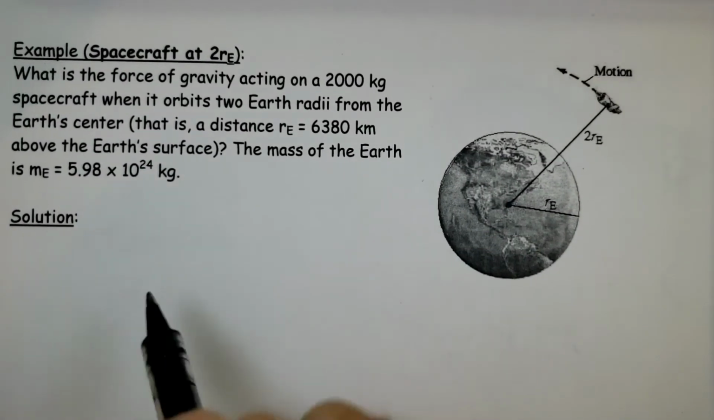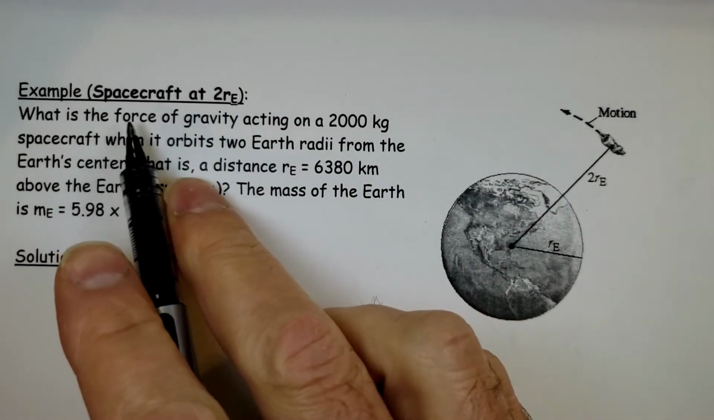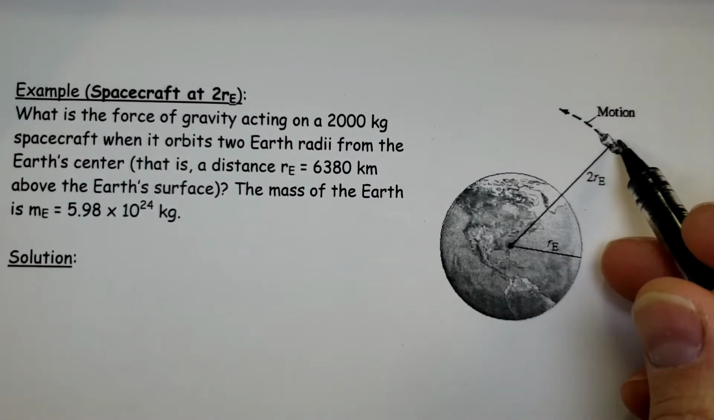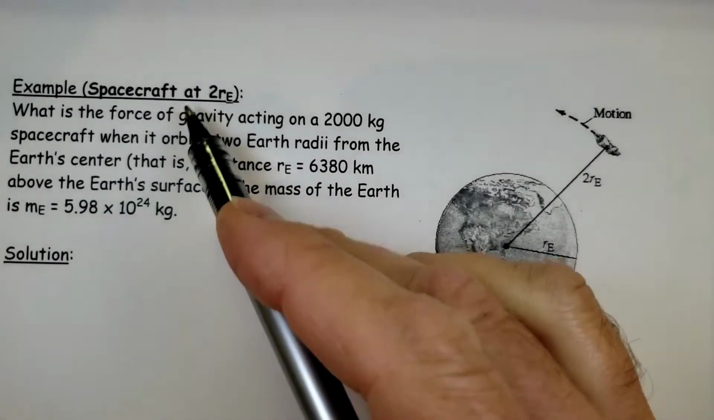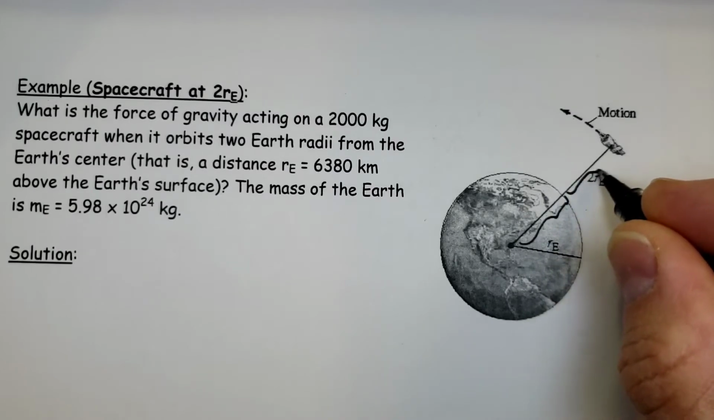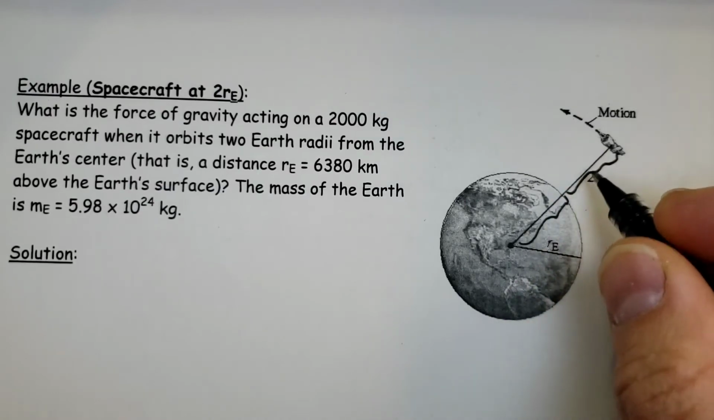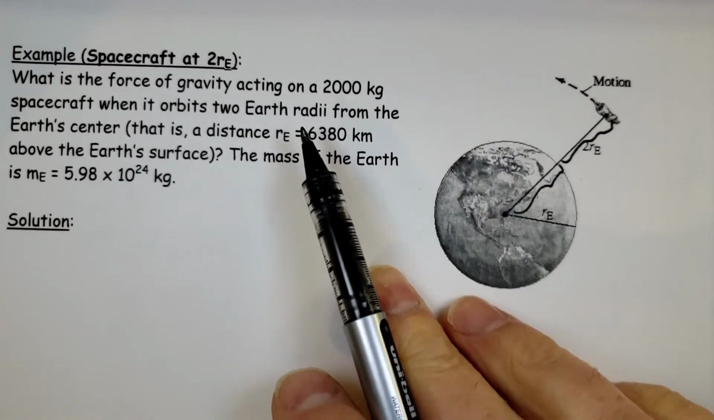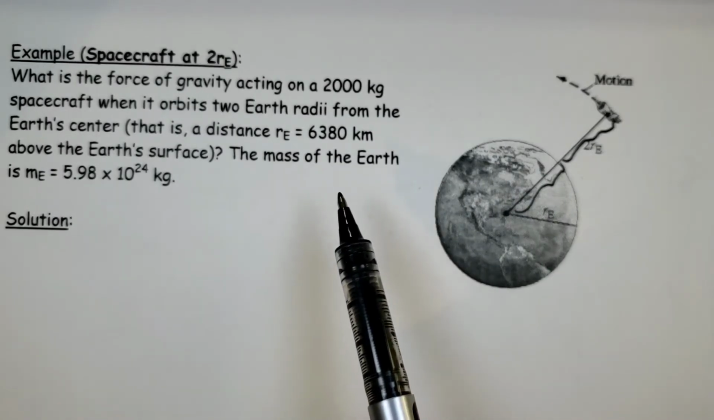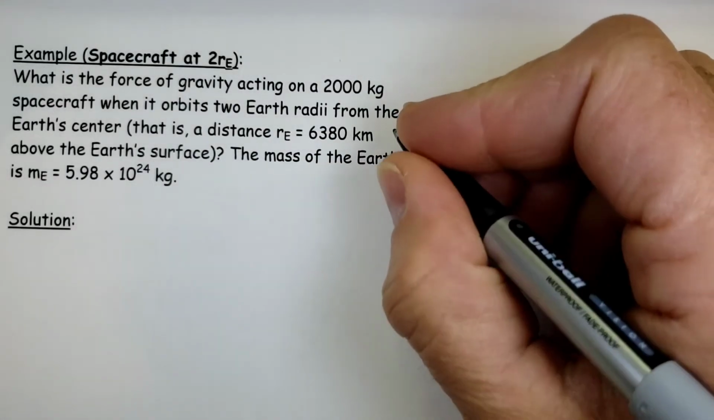All right, welcome back, Physics 30. We'll do the last page here. So look at another example. Now we'll look at Earth versus some other object, a spacecraft, at 2 Earth radii. So if this is the radius of the Earth, an equal distance from here to here. So basically it's 2 radii of the Earth. What is the force of gravity acting on a 2,000 kg spacecraft when it orbits 2 Earth radii from the Earth's center? So 1 Earth radius is 6,380, like we talked about before.